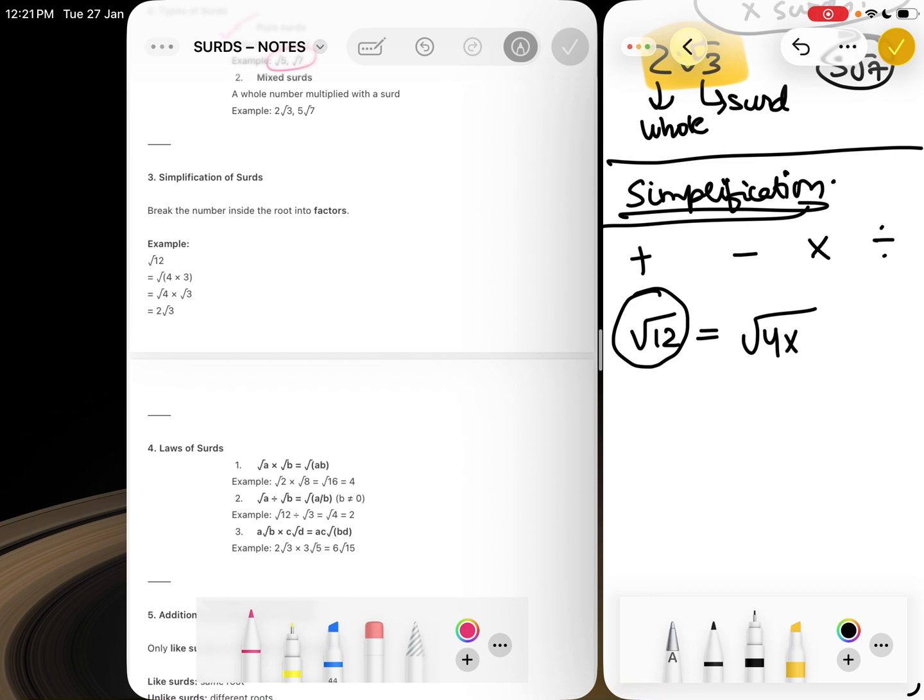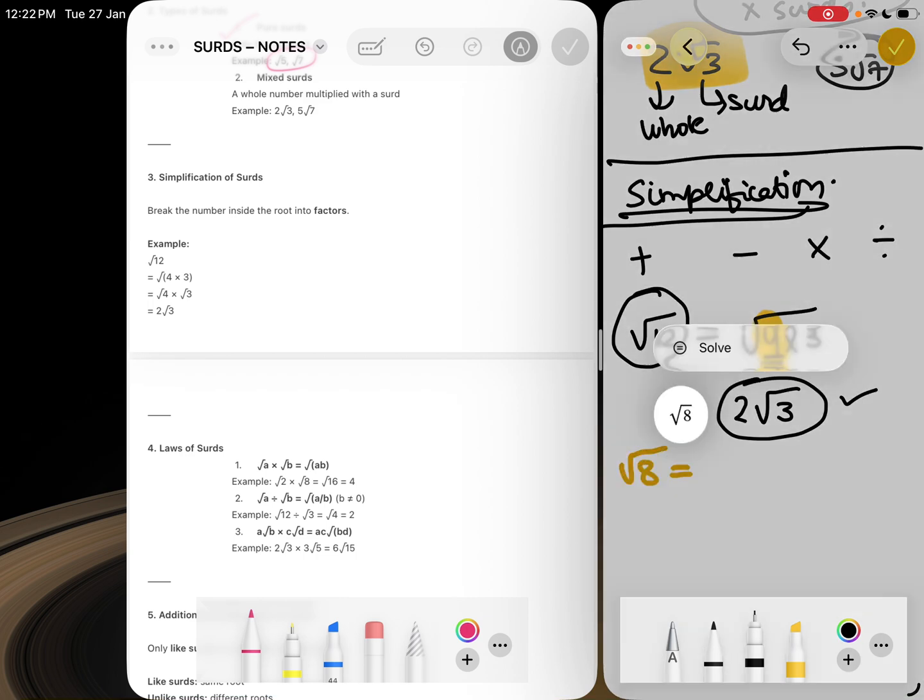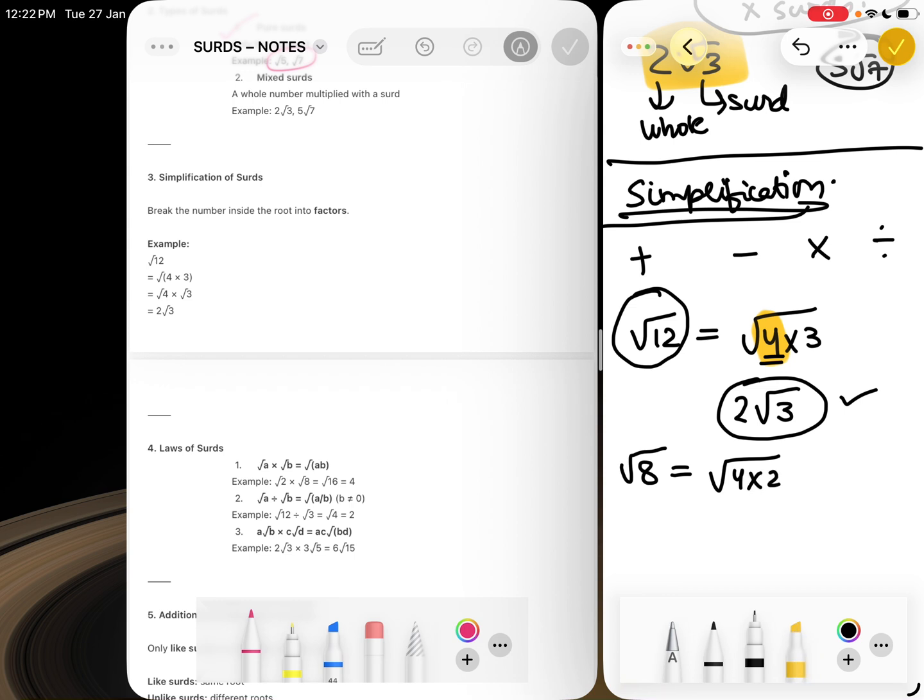So can I write it like this? Yes. Why did I write 4? Because 4 is the square of what? 2, right? So root 4 is what? 2. So that will come outside and only root 3 will remain inside. Okay, I will give you one more example. Let's say root 8. Again I can do 4 into 2, right? 4 is the square of 2. So 2 will come outside and this 2 will remain inside. This is just a simplification.